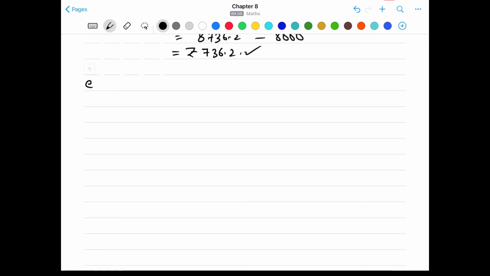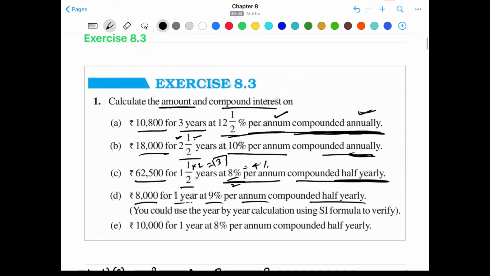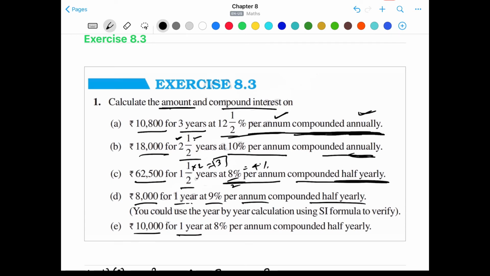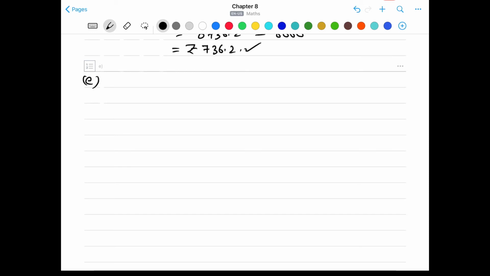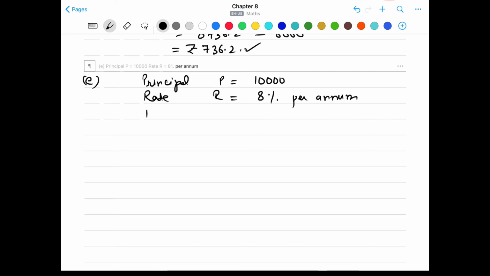Now let's come to the last part of question number 1, which is part E. Question is 10,000 for 1 year at 8% per annum and interest is compounded half yearly. So again we are going to use the same formula, which is for half yearly. Here the principal P is 10,000, rate R is equal to 8% per annum, and time is 1 year, while the interest is compounded half yearly.